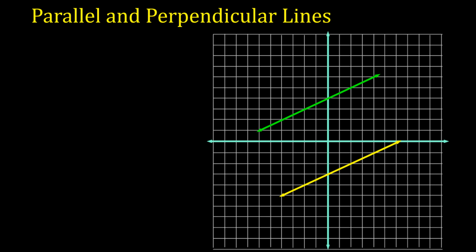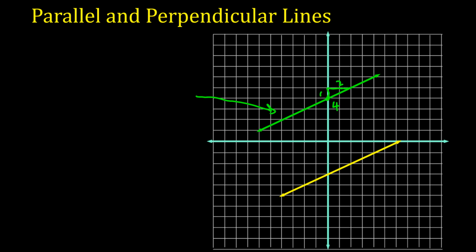Here we're going to talk about parallel and perpendicular lines on a graph and how we come up with equations of parallel and perpendicular lines. So I've got two parallel lines here, and one of them is green, one's yellow. So let's look at the equation of this green one first. The equation of this one, well, it looks like it's up 4, and the slope is up 1 over 2.